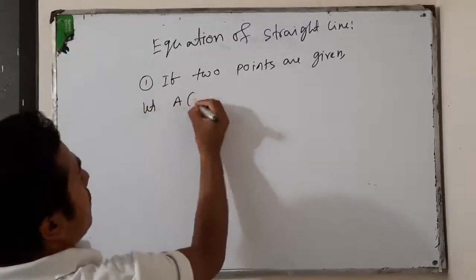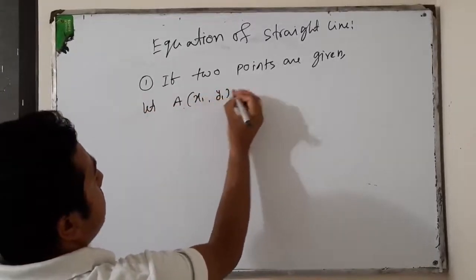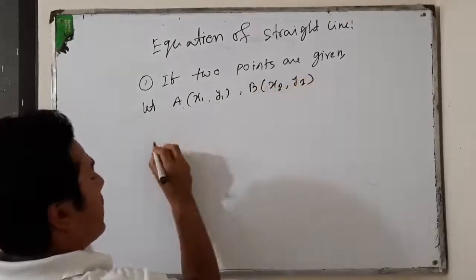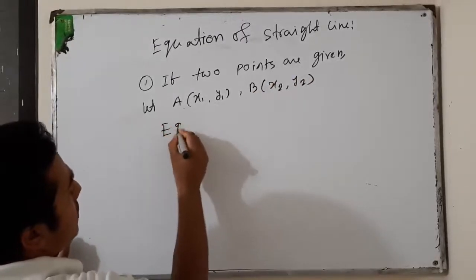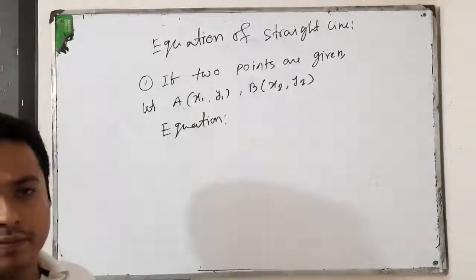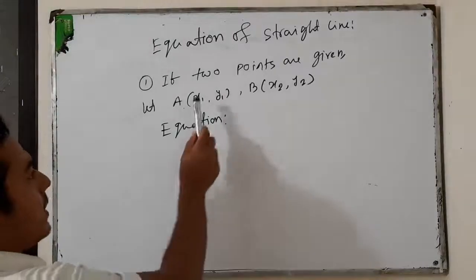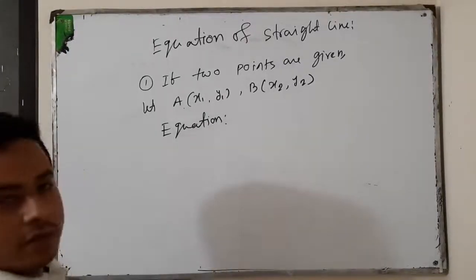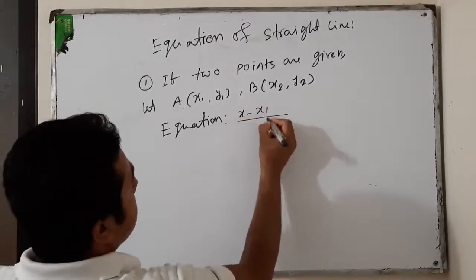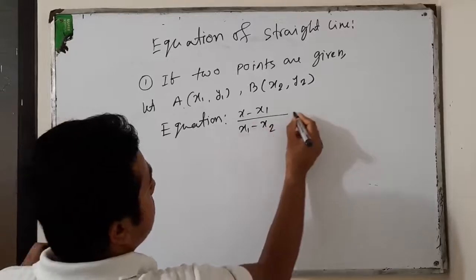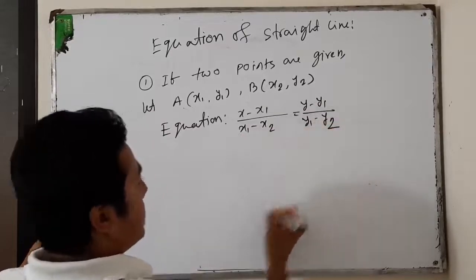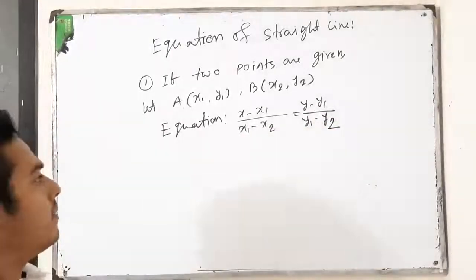Let the two points be x1, y1 and x2, y2. Then what is the formula for the equation of the straight line? If the two points x1, y1 and x2, y2 are given, then the equation is (x minus x1) over (x1 minus x2) equals (y minus y1) over (y1 minus y2). This is the equation of a straight line if the two points are given.